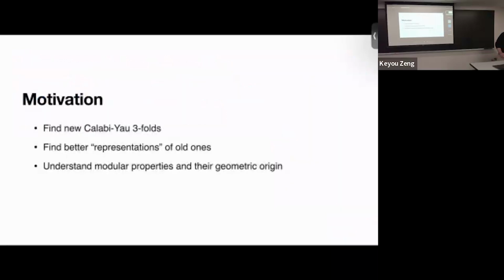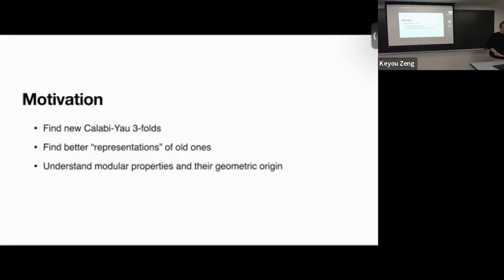So some motivations. One motivation is to find new Calabi-Yau threefolds. Now, new can be measured in various ways. Usually we say new in the sense of new Hodge numbers, something topologically distinct from any we found before, but also new constructions and better representations, more useful, more informative, more complete in the sense of moduli problems, representations of old realizations of Calabi-Yaus. And then also to understand the modular properties of Calabi-Yau threefolds and their geometric origin.